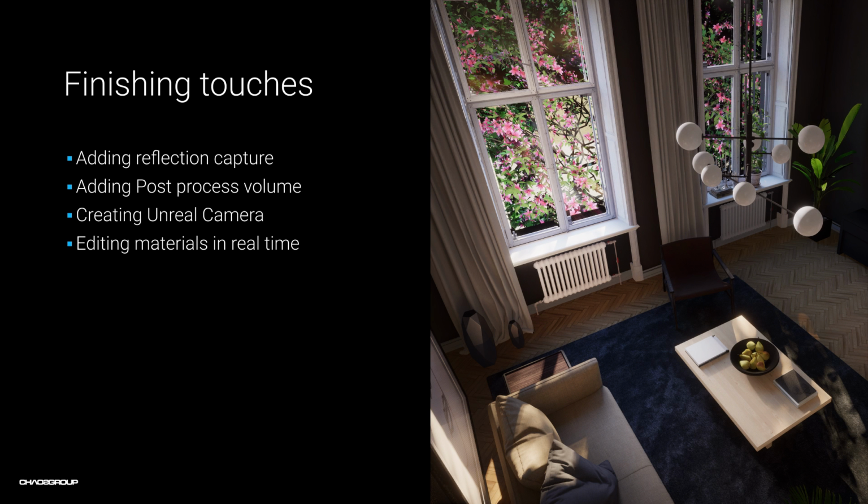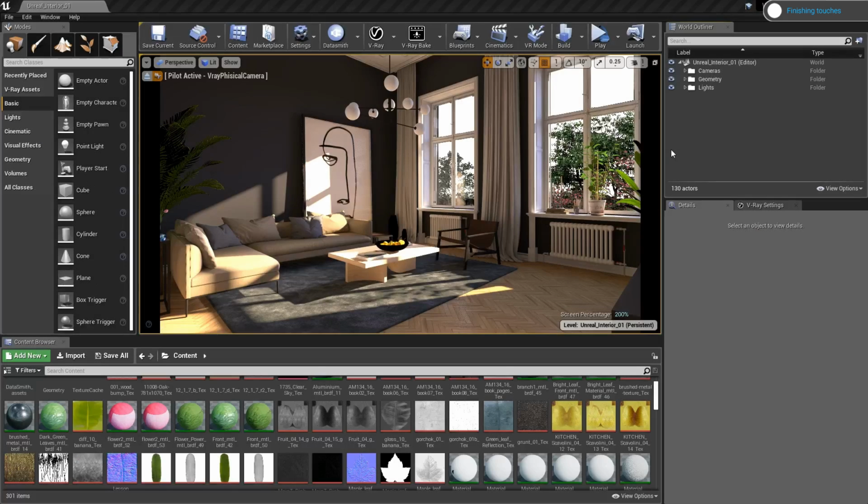Once I'm done with the baking, the next thing I need to do is some finishing touches. In order to have better reflections in my interior scene, I need to add reflection capture actors. The reflection capture actors are like small cameras that look in 360 degrees and capture on a small texture everything around them. That captured information is used to tell the objects in the scene that are reflective to use that small sphere for their reflections.